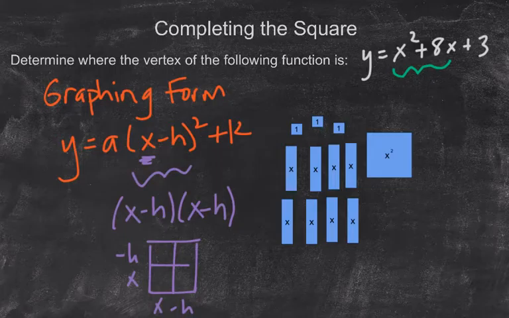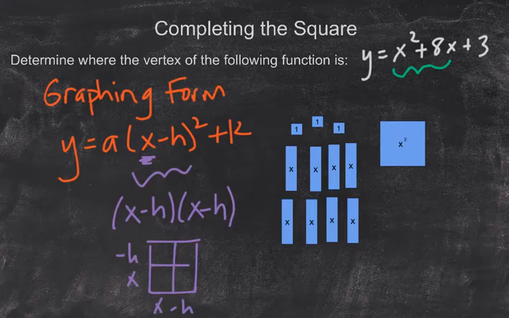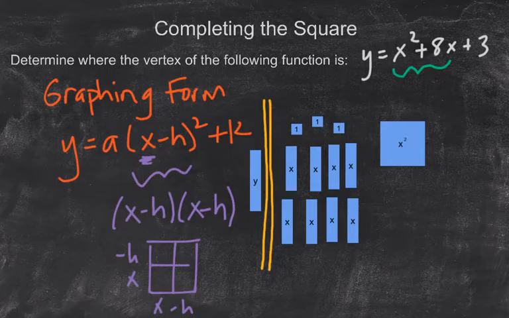So I'm going to start by getting out an x squared, 8 x tiles, and 3 units. And I want this to be equal to y. So I'm going to put this double yellow line down the middle, and that's my equal sign. So now I'm physically representing the equation y equals x squared plus 8x plus 3.